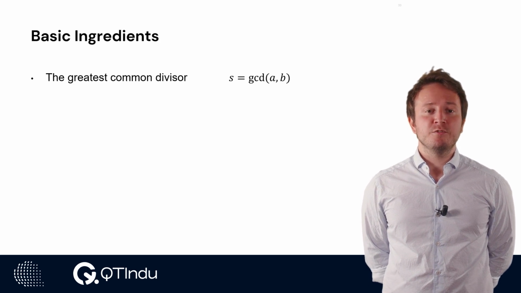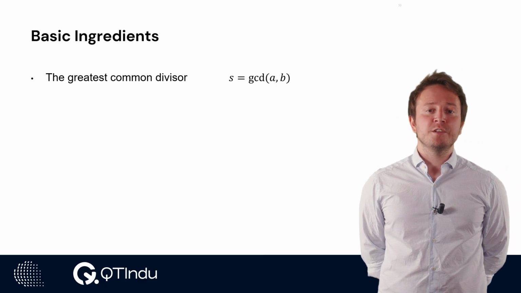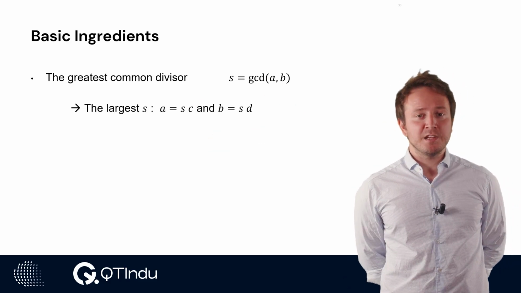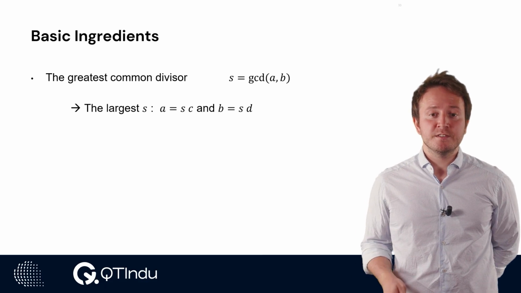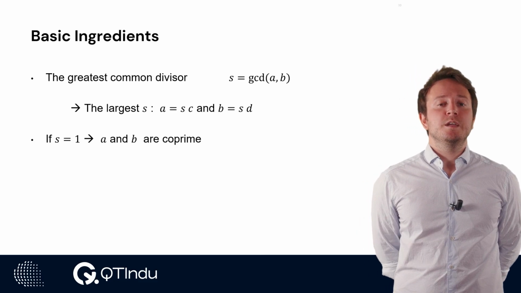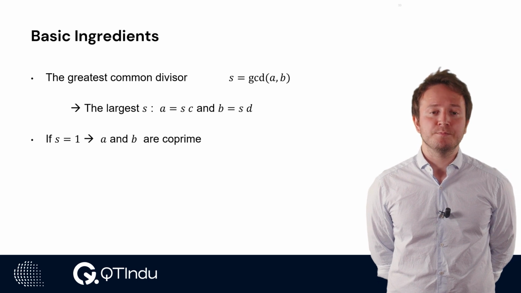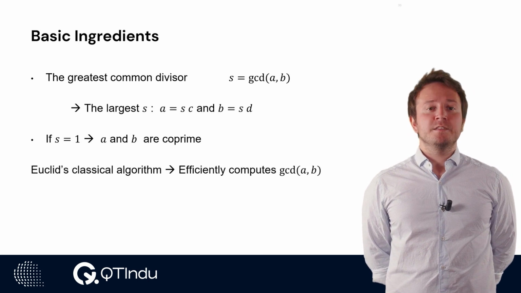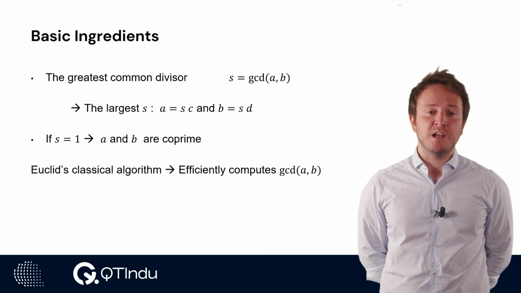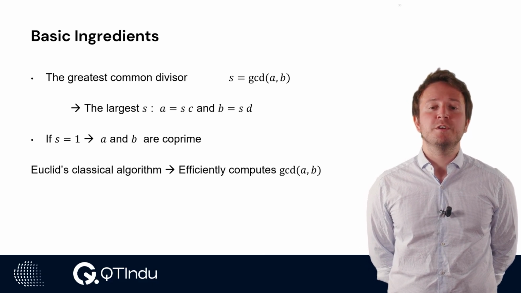Now, before seeing Shor's algorithm, we need to introduce a few basic ingredients. The first one is the greatest common divisor, S, of two numbers A and B. This is the largest integer such that A and B can be decomposed in this way. In particular, a notation that we will introduce is that if S is equal to 1, then A and B are said to be co-prime. Finding the greatest common divisor of two numbers is actually something that can be done very efficiently in classical algorithms. And there is the famous Euclid's algorithm that efficiently computes the greatest common divisor of two numbers.